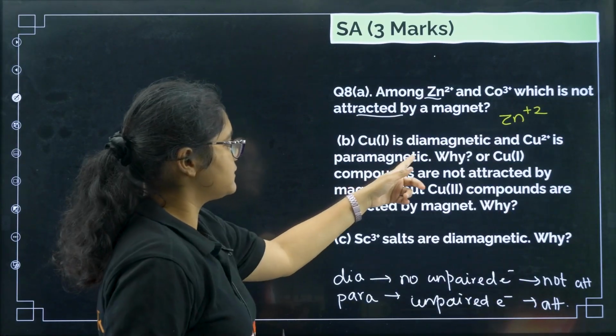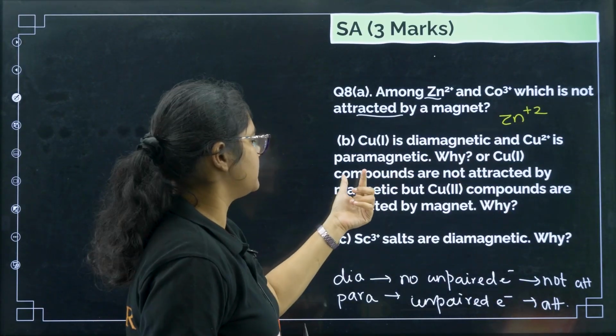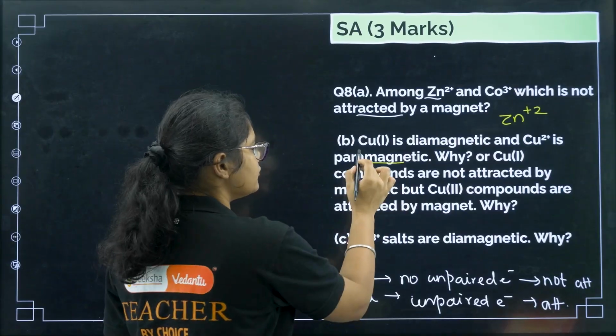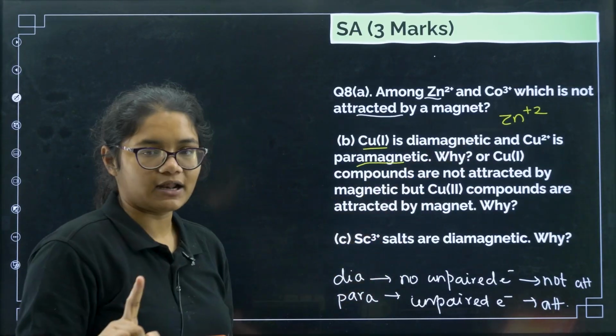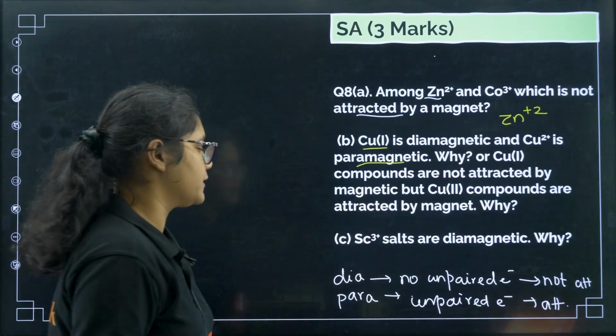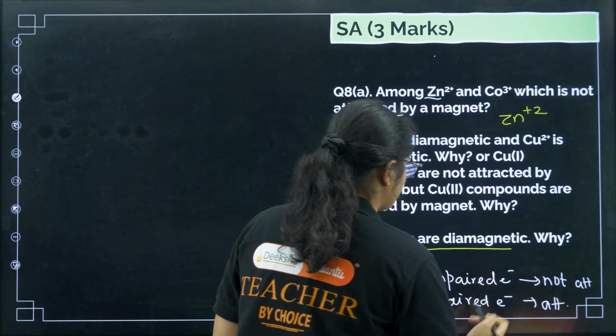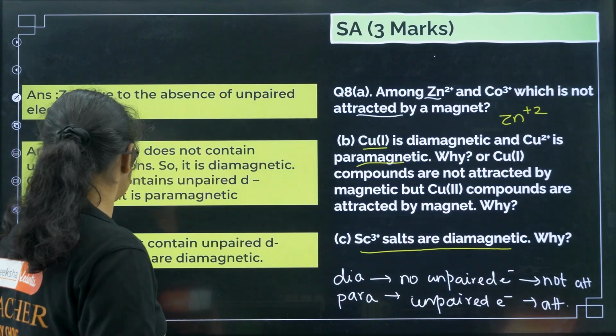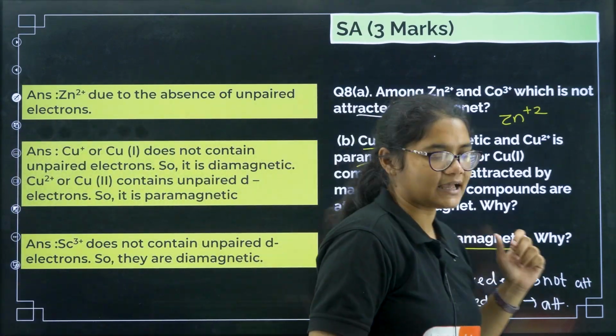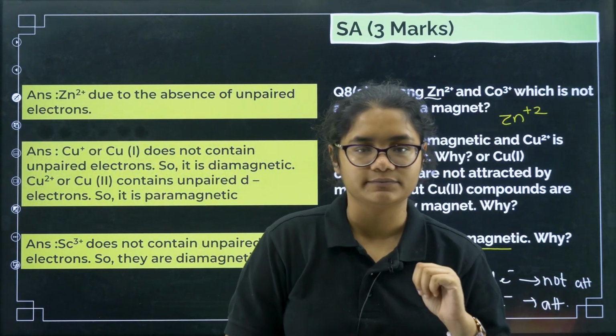Next, Cu+ is diamagnetic and Cu2+ is paramagnetic. Again here Cu+ has no unpaired electron, so it is diamagnetic. Cu2+ has one unpaired electron, so it is paramagnetic. Next, Sc salts are diamagnetic, again that is it has no unpaired electron. You can see here answers I have already given, you can check this.